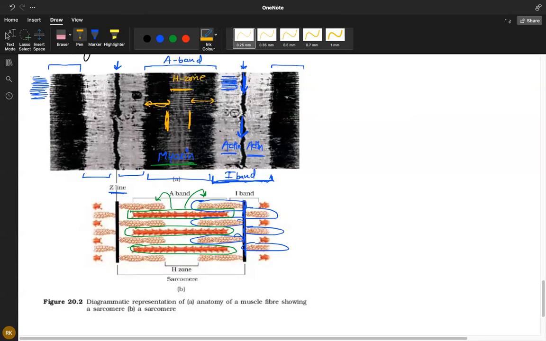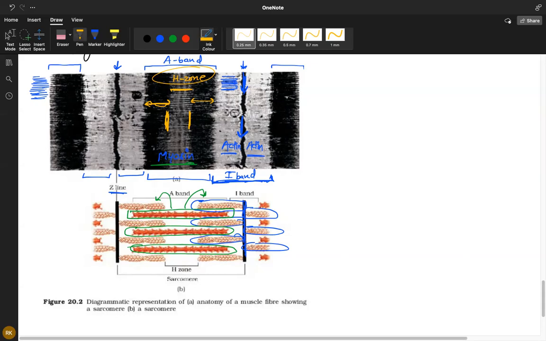So one question that has come is, what is the H zone? In the H zone, only myosin is present. Write down, in the H zone, only myosin is present. Whereas in the A band, both myosin and actin are present, because the A band is from here to here.